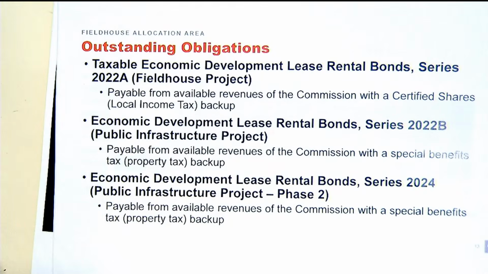You have 3 outstanding bonds within the Fieldhouse allocation area. The first one, the 2022A bonds were obligated to help fund the Fieldhouse. And then the 2022B and 2024 bonds were used to help with the public infrastructure.